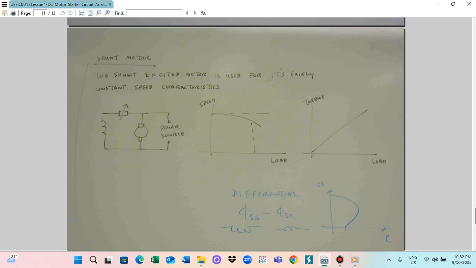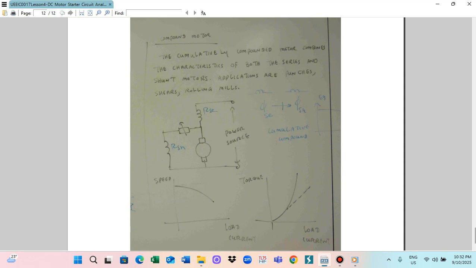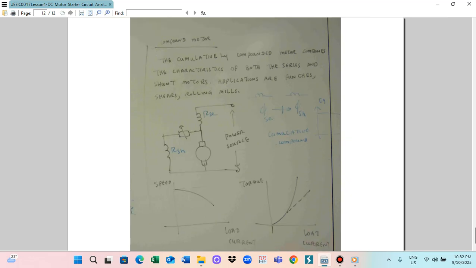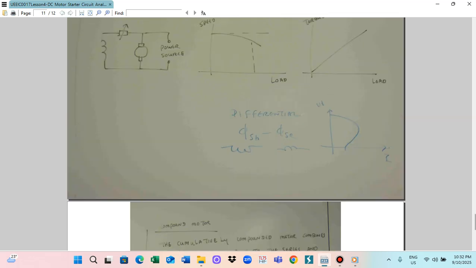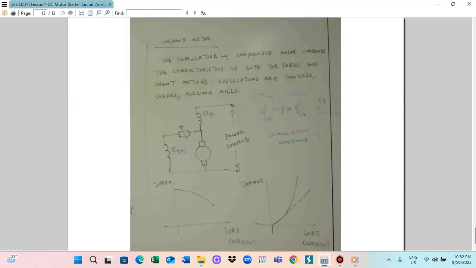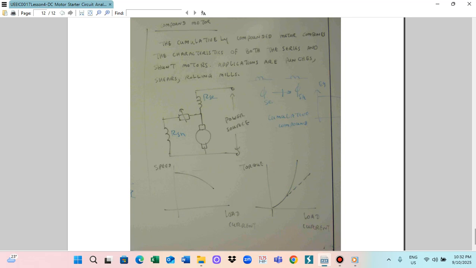The compound motor has two kinds, cumulative compound and differential compound. Cumulative compound means the motor flux will increase when the motor draws more load. Differential compound means the flux will decrease when the motor draws more load. In this case, the cumulative compound motor gets both the series and the shunt motor characteristics. The shunt motor has the constant speed characteristic, and the series motor has the good starting torque characteristic. So by making the compound motor, you can get not only the constant speed but also the good starting torque.